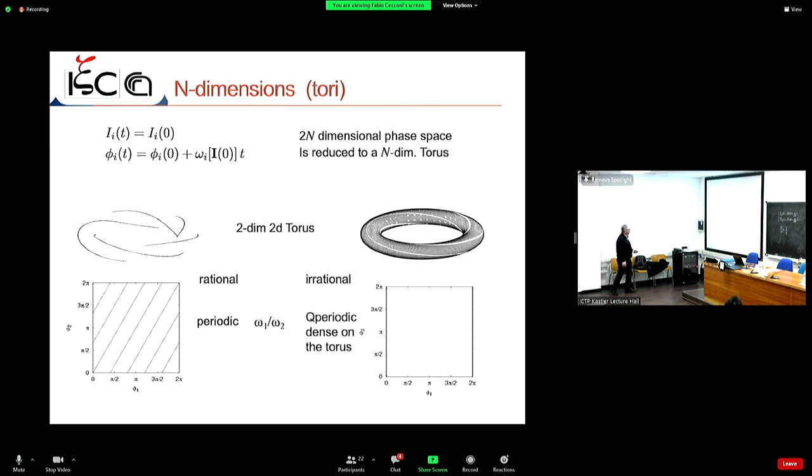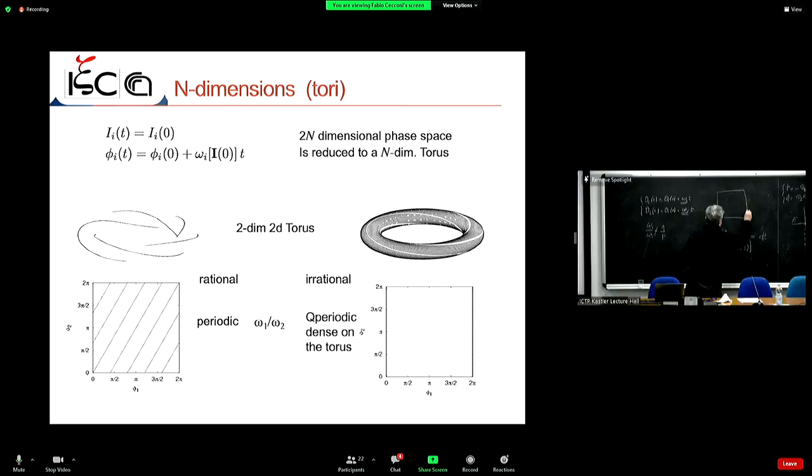Here you should see that the square is completely shaded by your solution. In the irrational case, your torus is completely filled densely by your solution. You see a dark spot on your square.